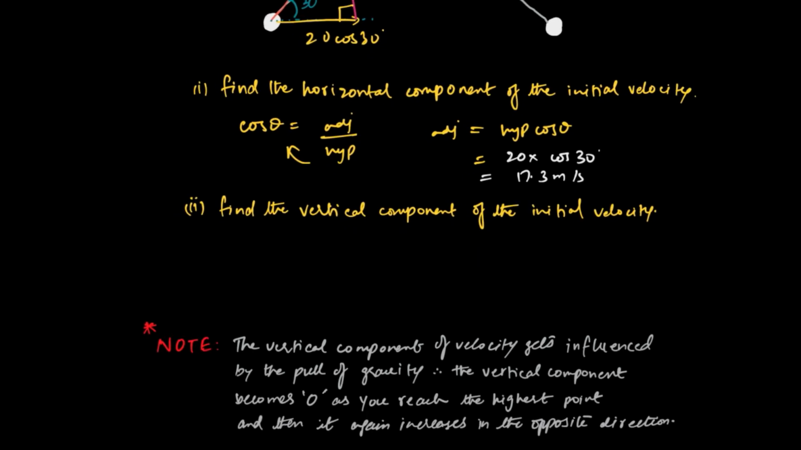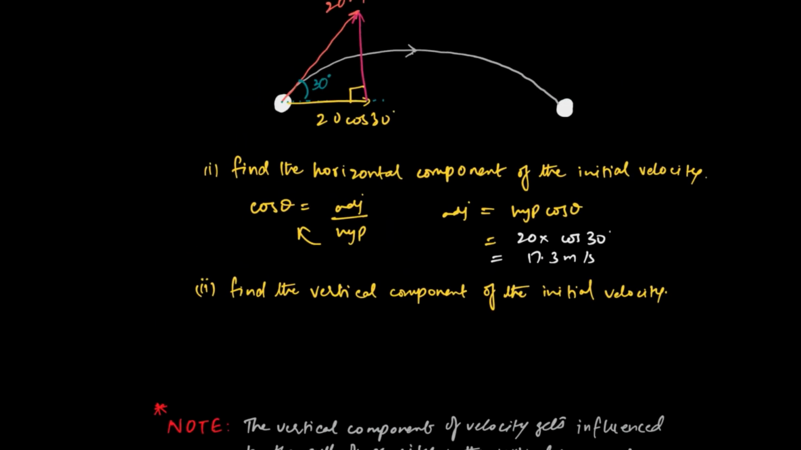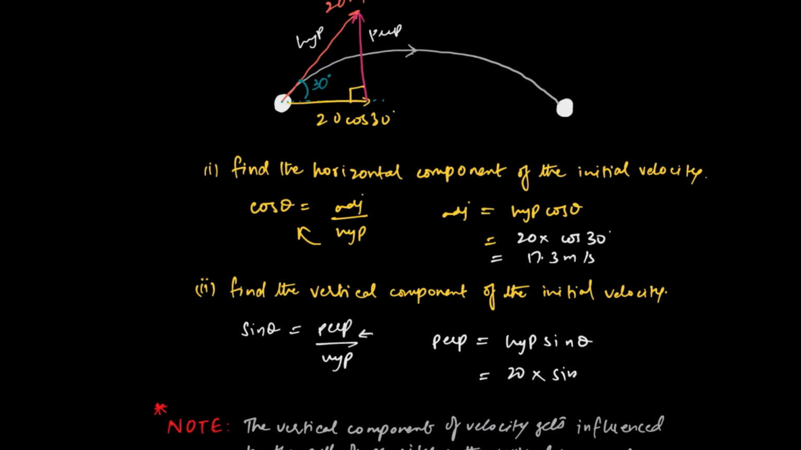Moving on to the next question, it says find the vertical component of the initial velocity. So for the vertical component, we know that this is my perpendicular and this is my hypotenuse. The best formula would be sine of theta equals perpendicular divided by hypotenuse. To find the perpendicular, we have to multiply hypotenuse with sine theta and replace with the given values. So 20 times sine of 30, and the answer comes out to be 10 meters per second.